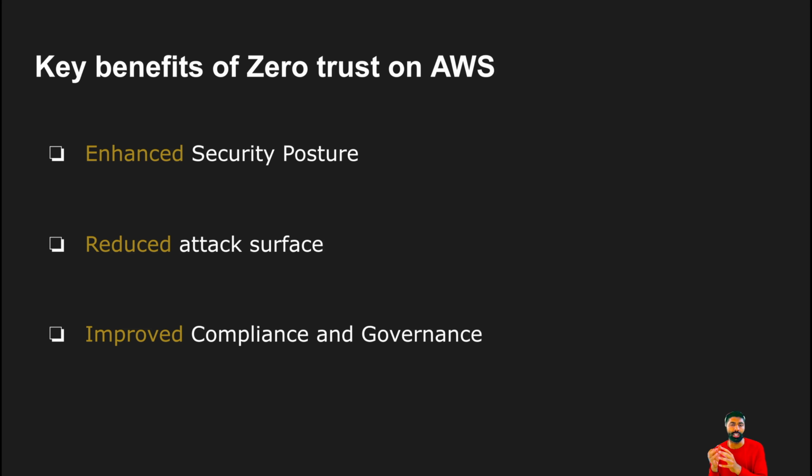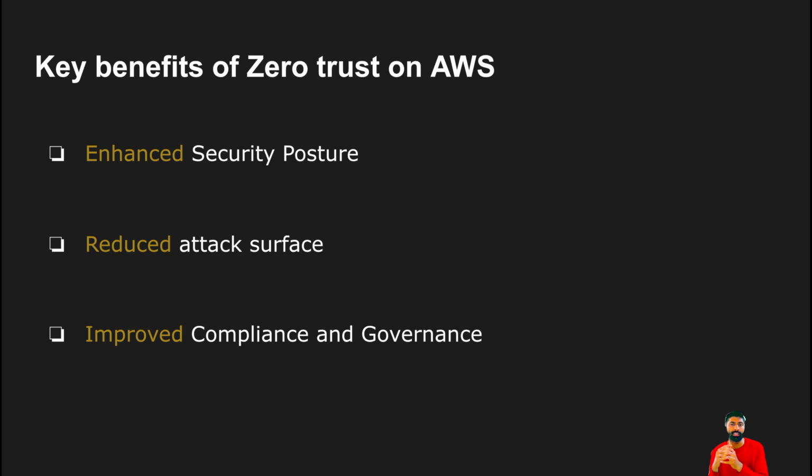The second benefit is reduced attack surface. One of the other principles of Zero Trust is micro-segmentation of networks. So in AWS, Zero Trust isolates the resources using AWS VPC and also the security groups, which prevents attackers from easily moving laterally across the environment. So attack surface is reduced by implementing Zero Trust.